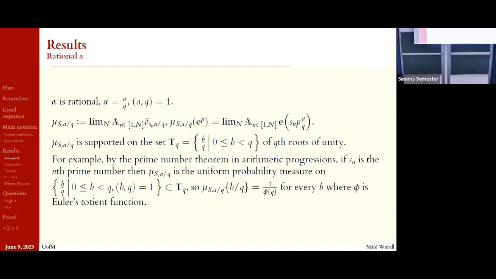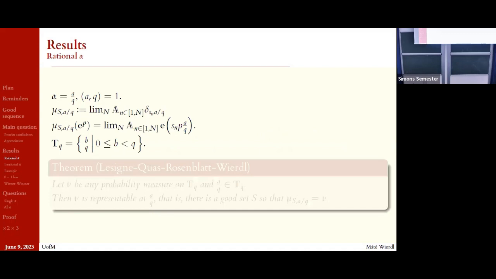So that's what we are looking at. And since we are talking about the uniform probability measure, each point here, according to the limit measure, is supposed to have mass 1 over phi of q, where phi is Euler's totient function, which is simply the number of reduced residues mod q. Okay, so again, that's just a repetition of the notations up there.